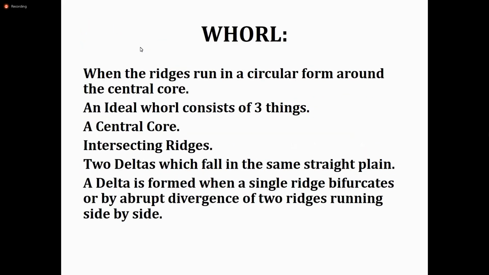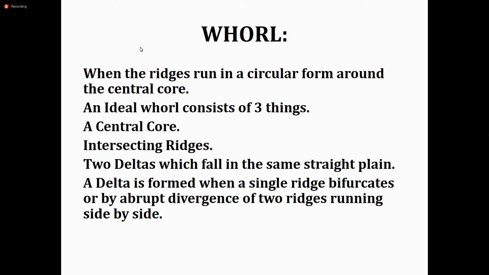The whorl pattern is when the ridges run in a circular form around the central core. An ideal whorl consists of three things: a central core, intersecting ridges, and two deltas, which fall in the same straight plane. How is a delta formed? It is formed when a single ridge bifurcates, or two ridges running side by side show an abrupt divergence.